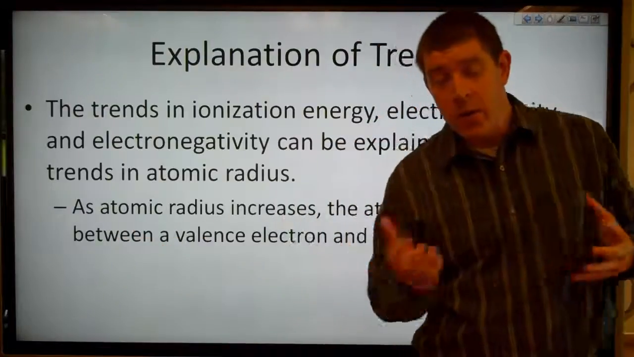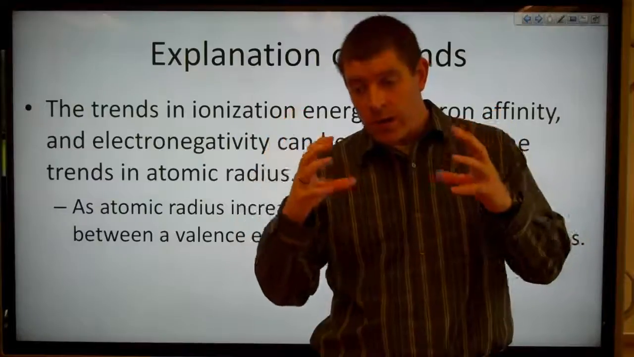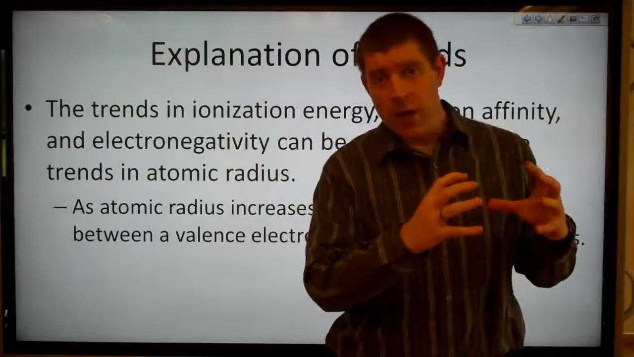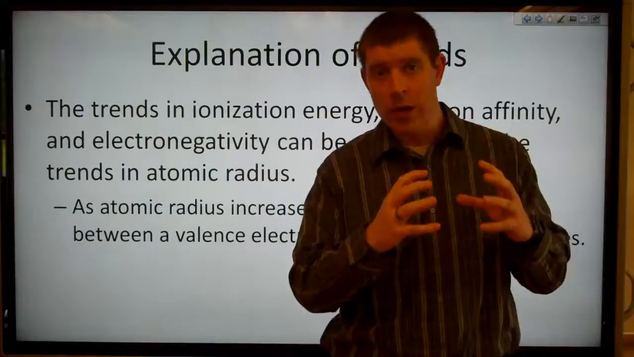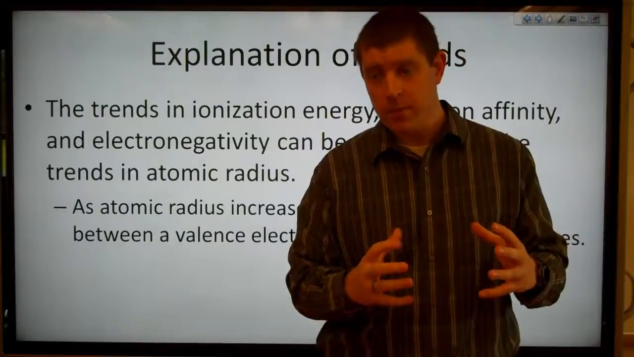As we move right on the periodic table, the atomic radius is decreasing. As that radius gets smaller, it gets harder to remove an electron, which means as we move right on the periodic table, the ionization energy should be going up. If you look back, that is in fact what happens.